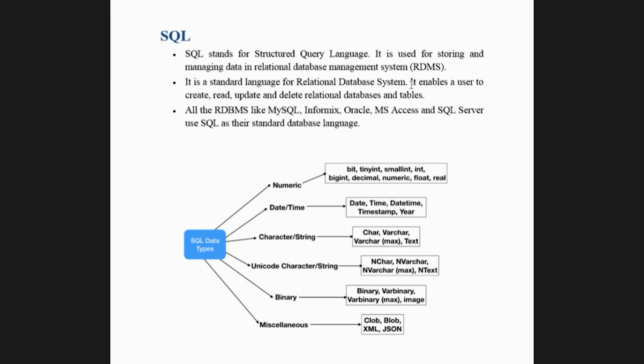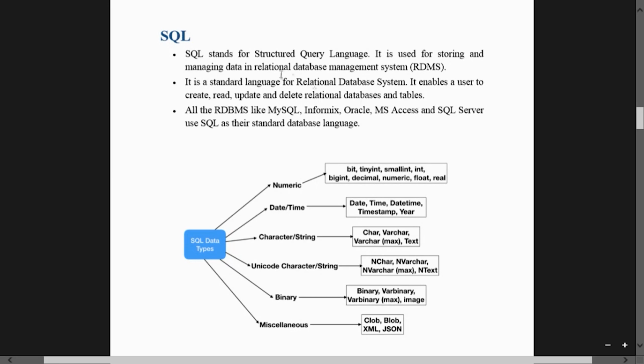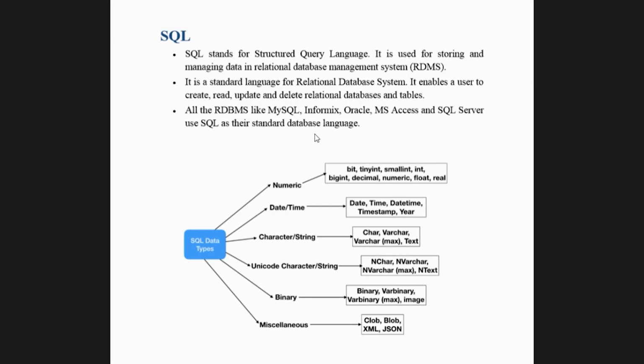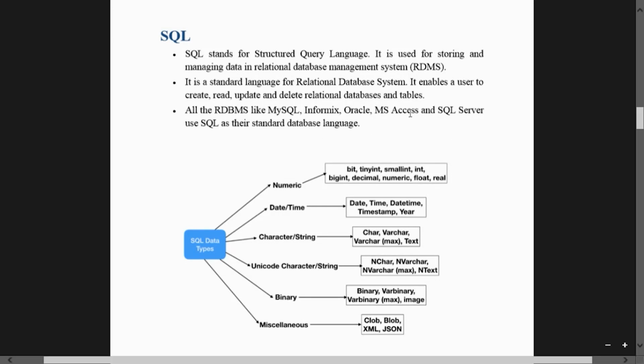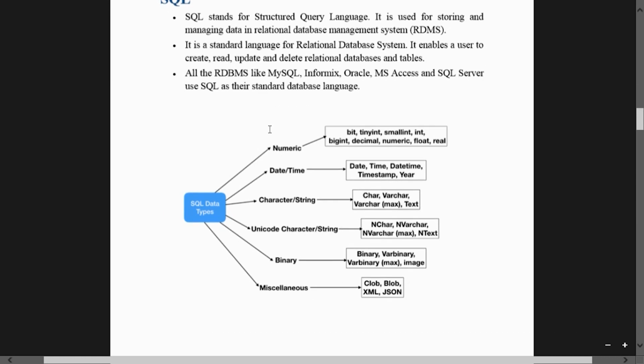So SQL is used for storing and managing relational databases. It is a standard language for relational database systems. It enables a user to create, read, update, and delete relational databases and tables. All the RDBMS like MySQL, Informix, Oracle, MS Access, and SQL Server use SQL as their standard database language.